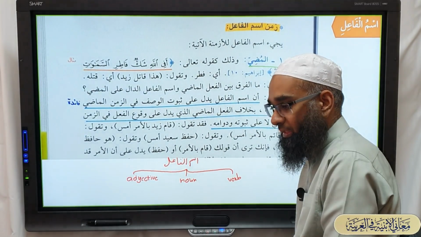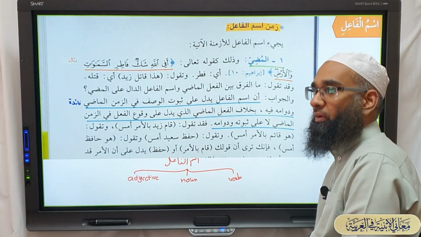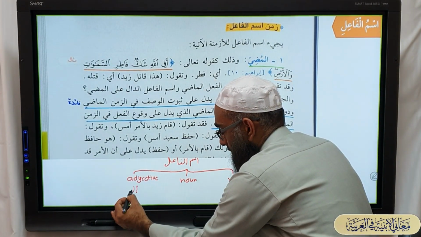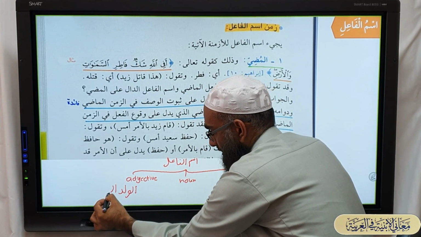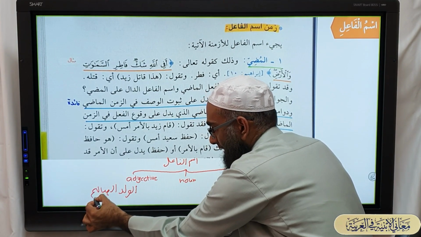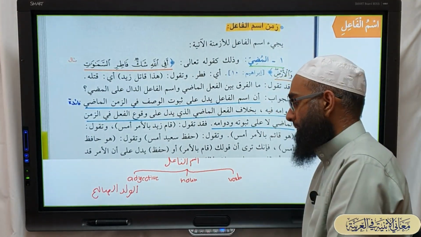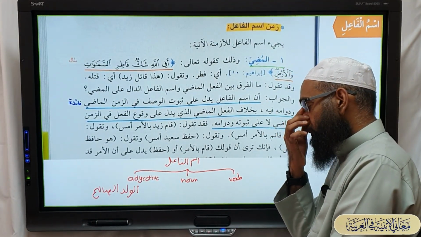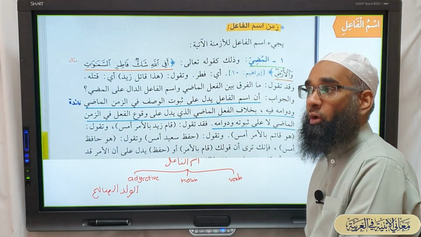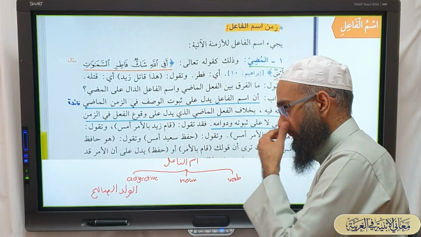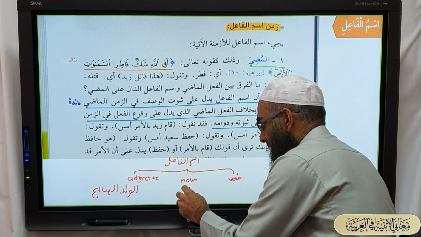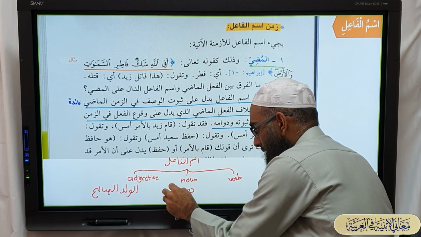So for example, as an adjective, al-waladu salih. So this is an adjective. Does an adjective have tense? No, it doesn't. So here it doesn't refer to tense. Similarly, the ismul fa'il can come in the meaning of a noun, a pure noun. There's no tense to it. For example, you can have huwa al-khaliq. He is the creator.